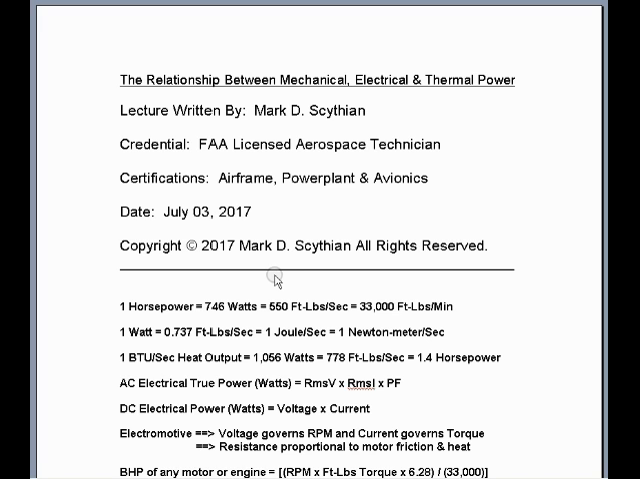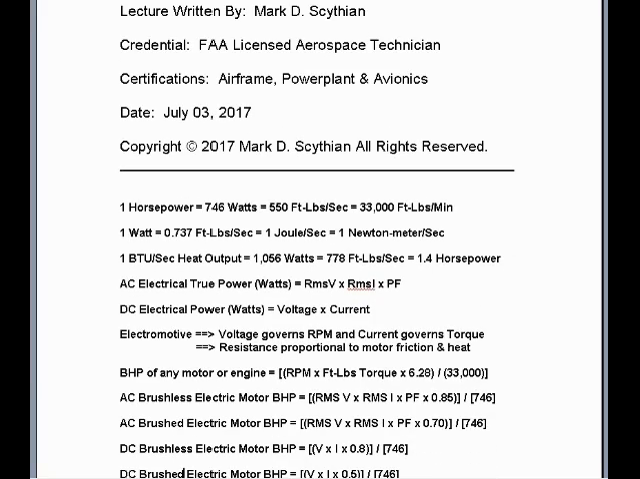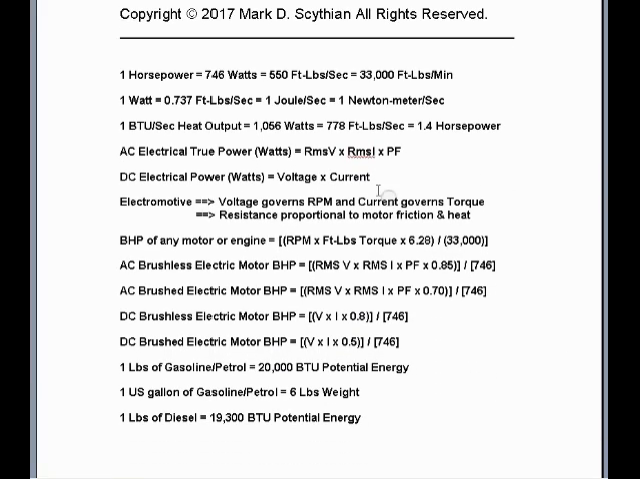Down here I've written the data that links mechanical, electrical, and thermal power into equivalency. If you look at this list here, we have 1 horsepower, which is equal to 746 watts, which is equal to 550 foot-pounds per second mechanical power, which is also equal to 33,000 foot-pounds per minute.